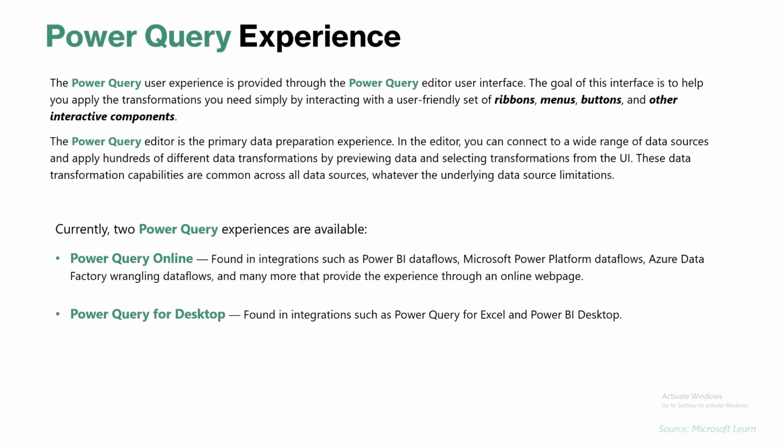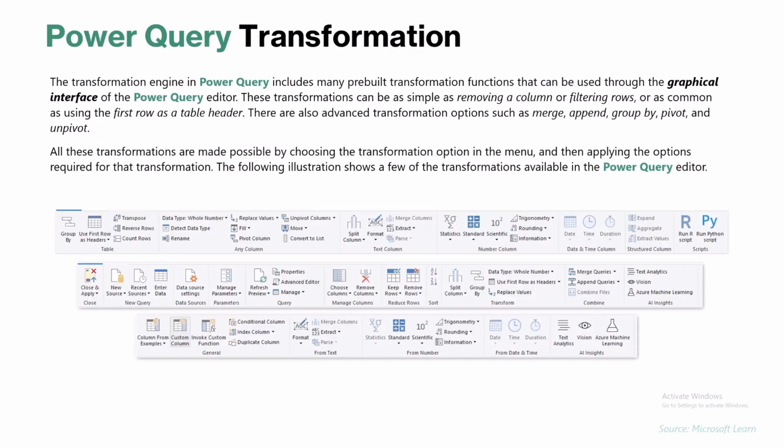And for the desktop, the most common to everyone is Power Query for Excel. You have it in Excel where you do your transformations and load the data to Excel to do your PivotTable model and create your report. And there's Power BI Desktop, where you do your transformation and then continue your analysis in Power BI.